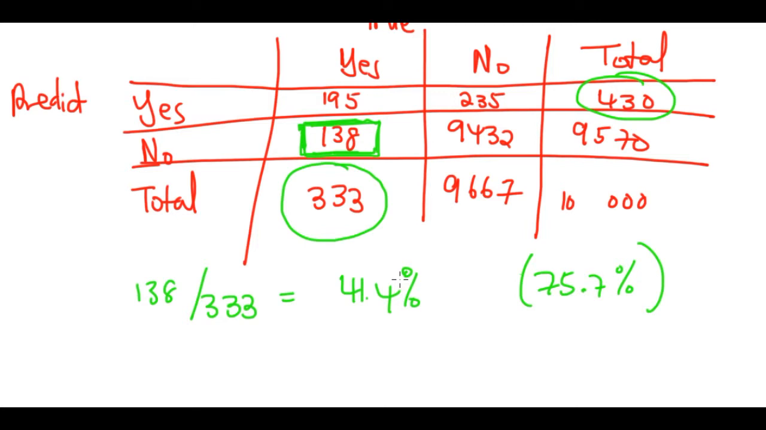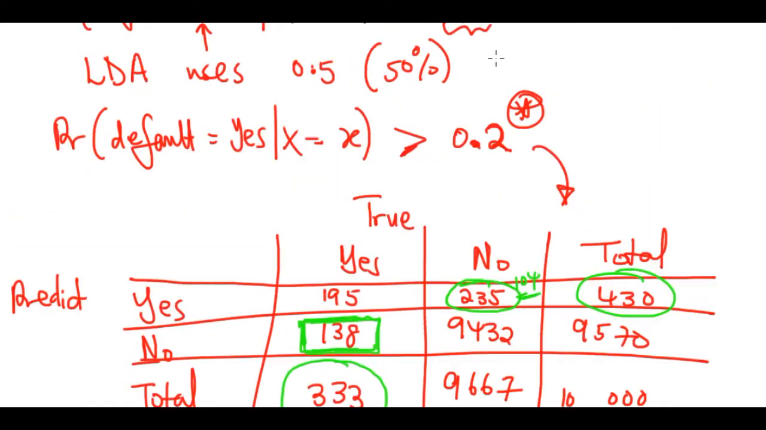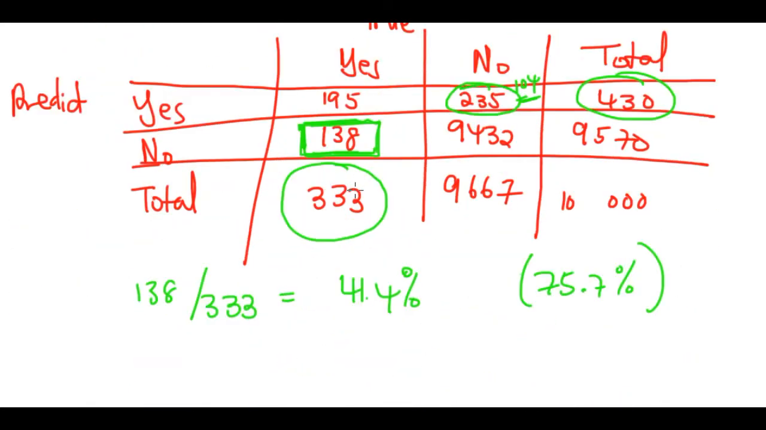This improvement came at a cost, because now 235 people who didn't default are now being predicted to be defaulters. In the previous one we had 104, but now the wrong predictions for the no class are 235. It has increased. Reducing this threshold came at a cost, right?